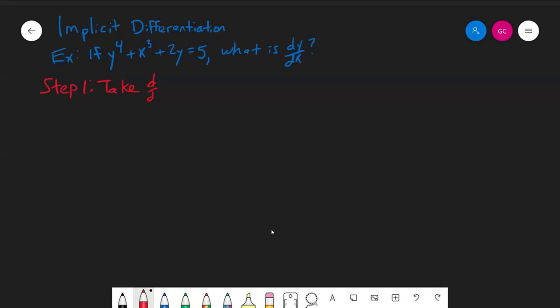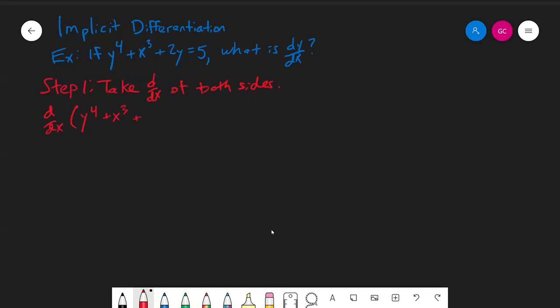And actually, I should be a little bit more careful because it's not just the derivative, it's the derivative where we treat x as the variable and we're treating y as a function of x. And that's important because it means you're going to end up using the chain rule in a bunch of spots.